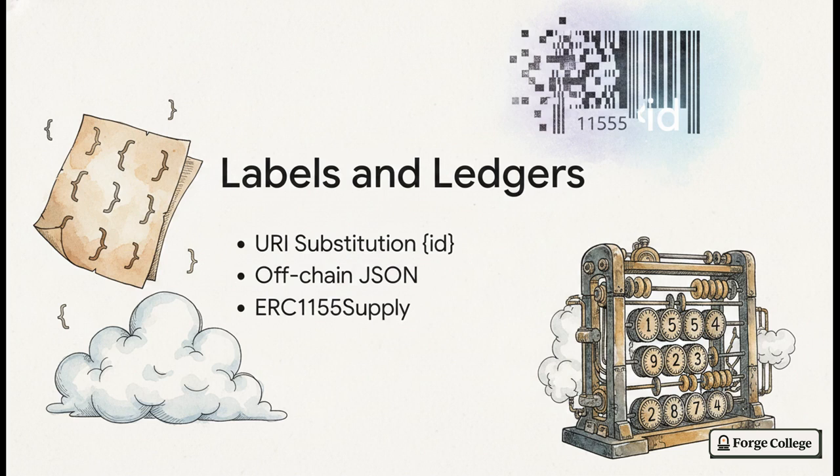Also, we need to talk about the optional ERC-1155 supply extension. ERC-1155 actually doesn't track total global supply by default. It just tracks individual user balances. If you want a master counter of all the tokens ever minted across the entire network, you have to add this extension. But keep in mind, it's going to cost you extra gas every single time you mint. So you really only want to use it if your mechanics absolutely require strict supply guarantees.